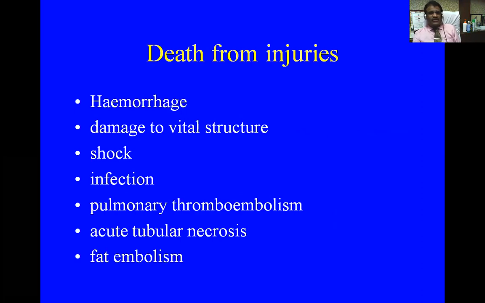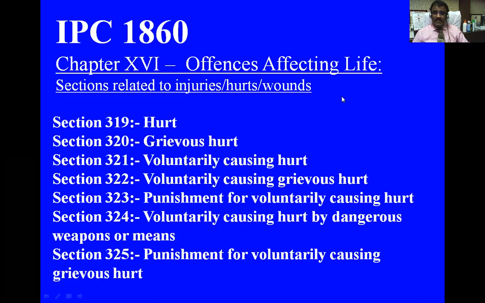Not all injuries will cause death, but some injuries will cause death. So those injuries which cause death are called fatal injuries. Death takes place due to hemorrhage. Hemorrhage means excessive bleeding. Okay, due to damage to vital structures, all the vital organs, brain, heart, liver, lungs, and kidneys. Shock, hypovolemic shock, infection, septicemia, sepsis, pulmonary thromboembolism, acute tubular necrosis, and fat embolism.